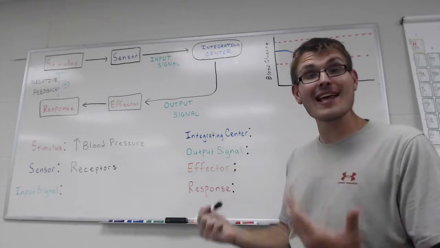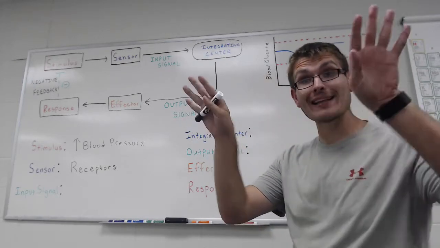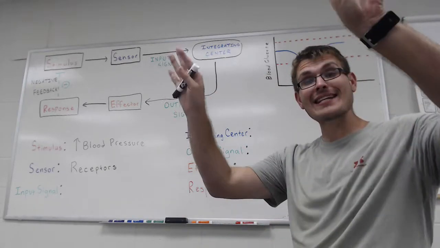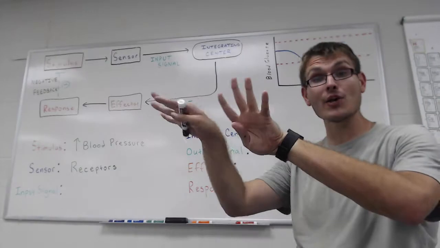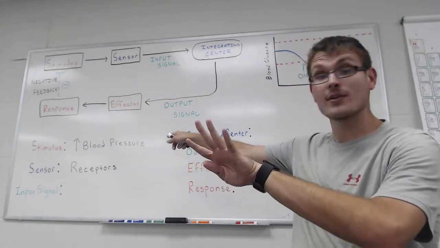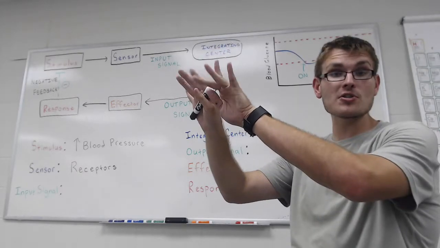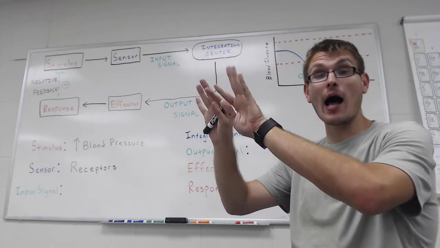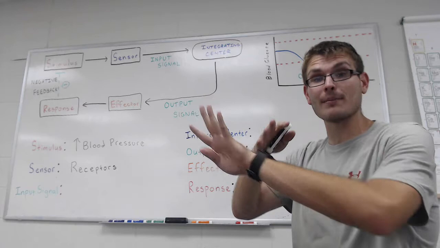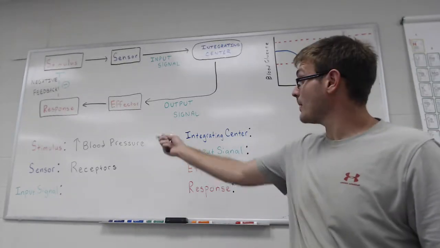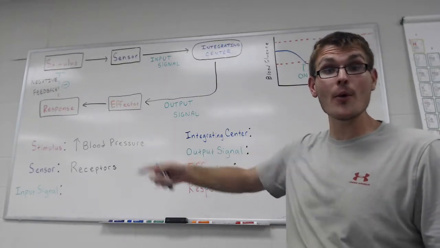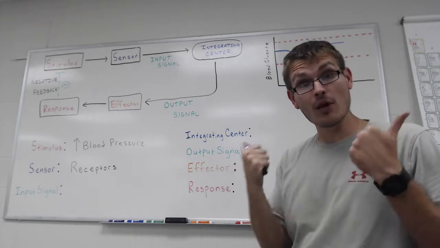So we have these cells that have these receptors, kind of like little antennae, and these antennae are constantly monitoring whatever our parameter is. In our case here, we're monitoring blood pressure. These receptors are little antennae that are constantly getting a sense of what the blood pressure is, so that when the blood pressure gets too high or too low, we know right away, okay?